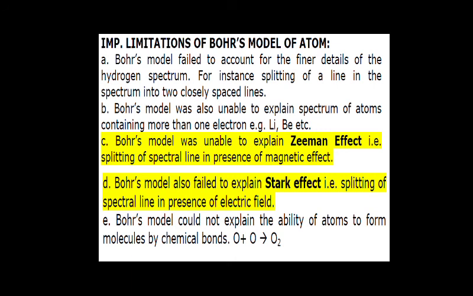The next limitation: the Bohr model was unable to explain the Zeeman effect. Now you would ask, what is the Zeeman effect? The Zeeman effect is the splitting of spectral lines in the presence of a magnetic field. If you apply a magnetic field, the spectral lines will further split. The Bohr model was unable to explain why the spectral lines split into other lines in the presence of a magnetic field. Similarly, the Bohr model was also not able to explain the Stark effect. What is the Stark effect?